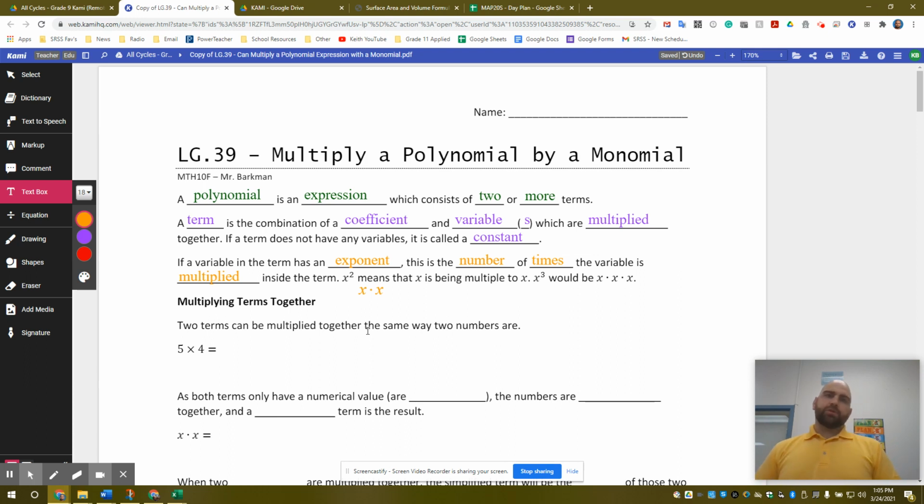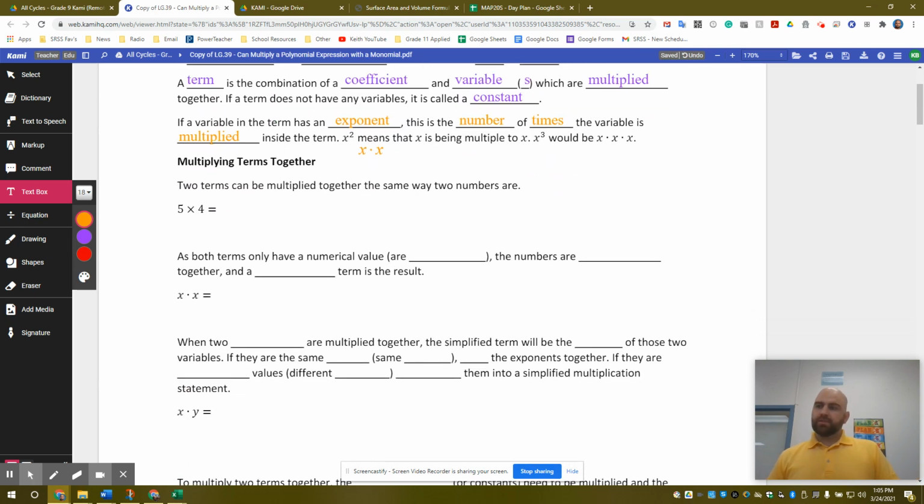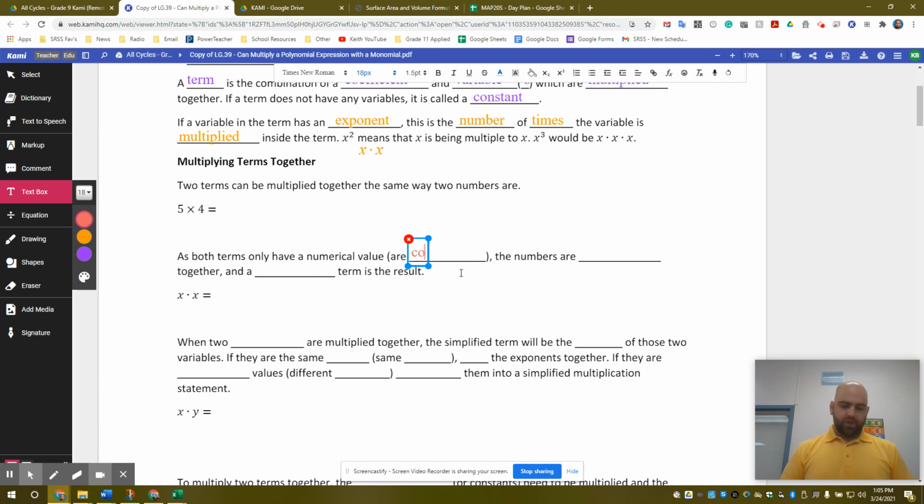Now, multiplying terms together is our major topic in this lesson, and we're going to take a look at how we do that. So let's start off with some of the basics. Here we have two terms, 5 and 4, and we're multiplying them together. What you might notice is that these are both constants. Both of these terms only have a numerical value. There's no variable, so they are constants. And because of that, the numbers are just multiplied together.